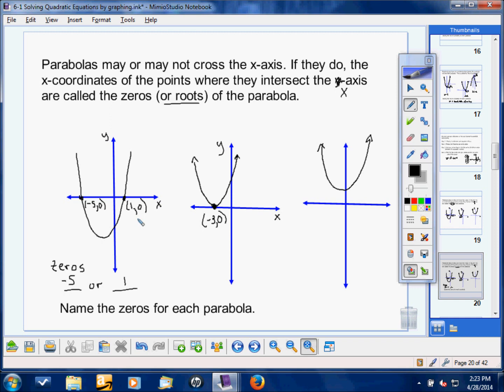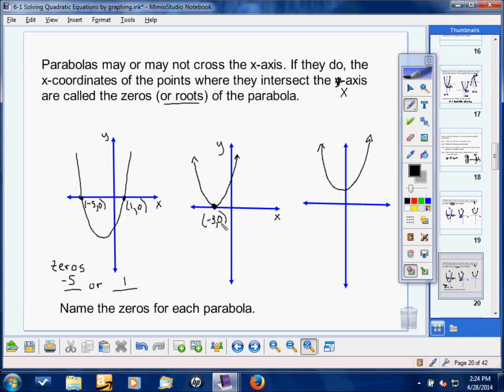Honestly, I don't like the name because it's confusing; it makes you think of the numbers. Roots and solutions also work, but they do call them the zeros in a lot of math books. Because the y-coordinate is 0, the x-coordinate is the zero. So the zeros of this one are -5 or 1.